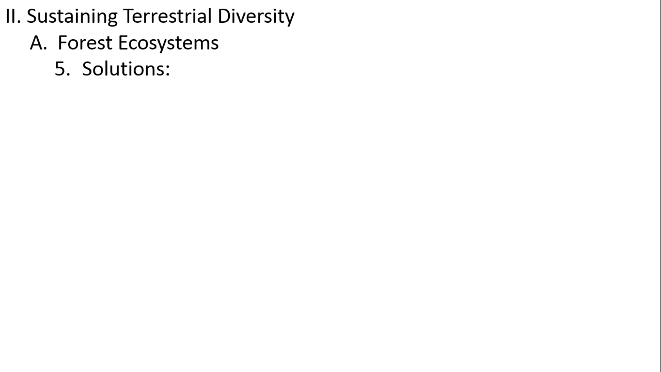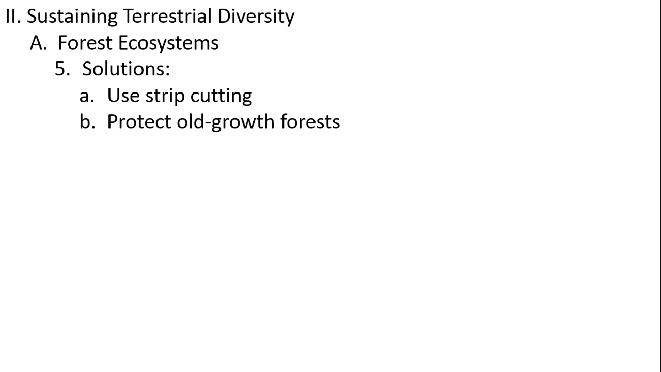So what are solutions to these problems? Well, one solution is to use strip cutting rather than clear cutting. Protect old growth forests, such as the Smoky Mountain National Park that protects that old growth forest and preserves it. Of course, that helps to protect the biodiversity within it.